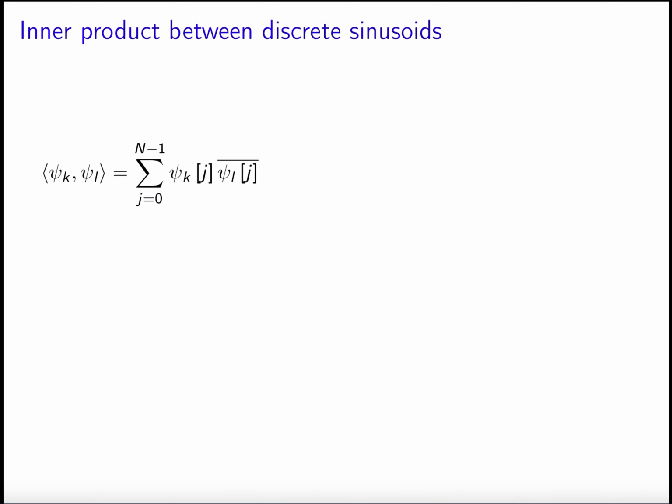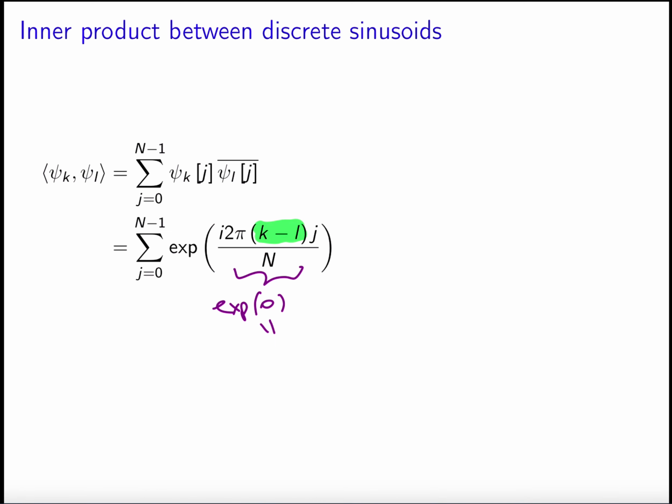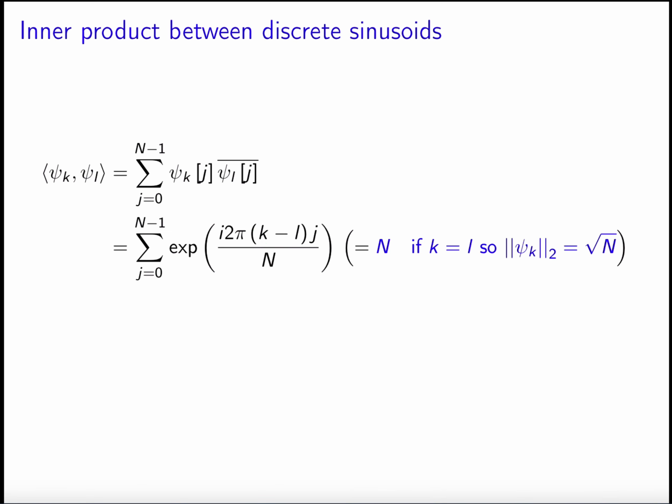All right, so let's see if these are linearly independent. We take the inner product between them. They are complex vectors, so we have to take the complex conjugate of the second one. This is a product of exponentials, so it's an exponential of the sum. And now we have two cases, depending on whether k is equal to L or not. If k is equal to L, then the exponent is equal to 0. We have the exponential of 0, which is just equal to 1. So the whole sum is equal to n, which means that n is equal to the inner product between psi k and psi k. This tells us the squared L2 norm of these vectors, which is equal to n. So the norm of each of them is the square root of n.